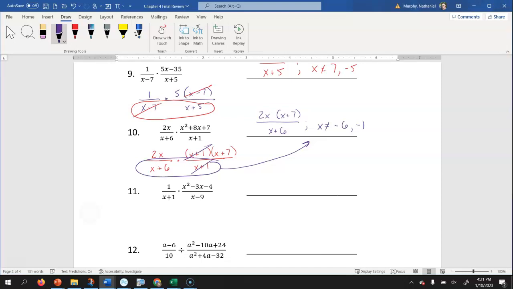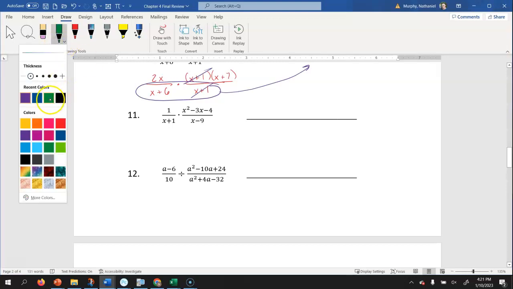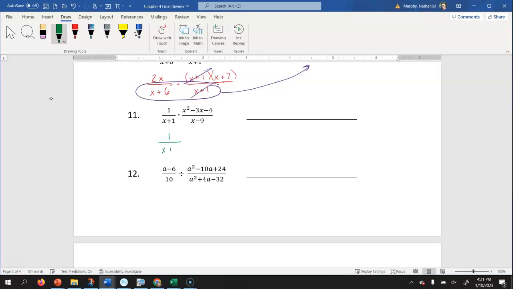All right, looking at number 11. Same deal. The first fraction stays the same. Second fraction, the denominator stays the same, the numerator, we're going to look to see what two numbers multiply together to be -4 that add together to be -3, and that's going to be -4 and a +1.